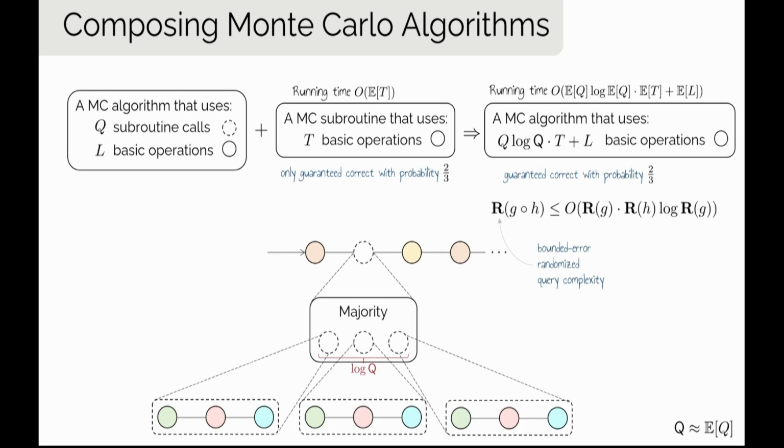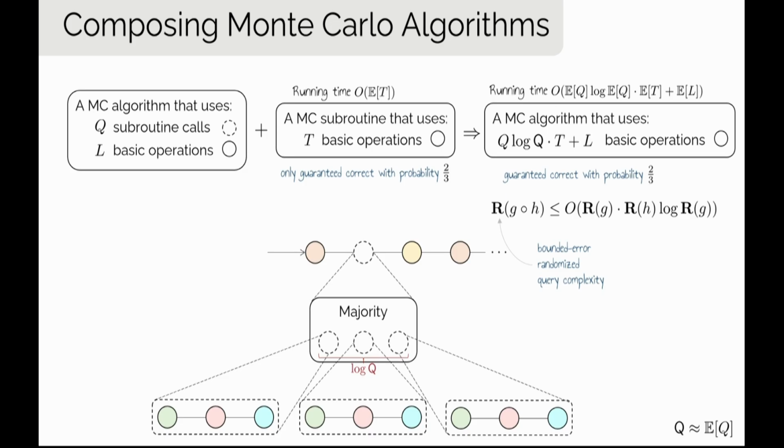Oh yeah, I should mention also we get an analog of the result we saw before, but for bounded error randomized query complexity. So this R of some function f is just the minimum number of queries needed by a Monte Carlo algorithm for f. And so we get this upper bound on the bounded error randomized query complexity of composed functions, but it now has a log factor.